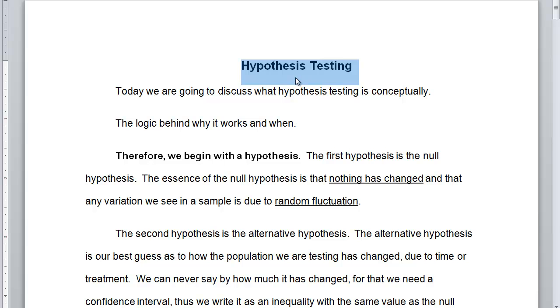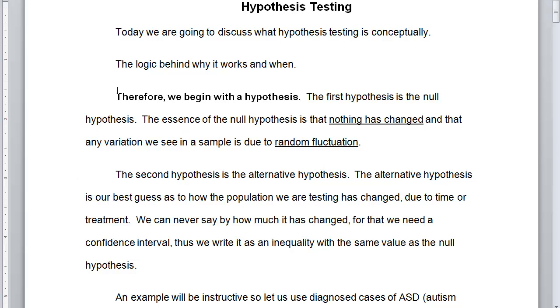In this video, I'm going to discuss what hypothesis testing conceptually is. We're going to talk about the logic behind why it works and when it works. And I'm going to work through an example that I pulled data from the CDC website on. Alright, so here we go.